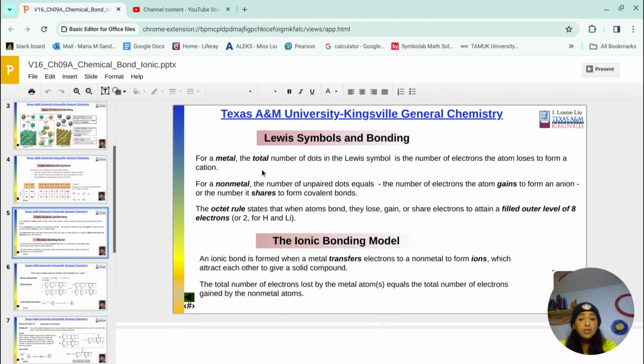The octet rule states that when atoms bond, they lose, gain, or share electrons to attain a filled outer level of 8 electrons, or 2 for H and Li. The ionic bonding model: an ionic bond is formed when a metal transfers electrons to a nonmetal to form ions, which attract each other to give a solid compound. The total number of electrons lost by the metal atoms equals the number of electrons gained by the nonmetal atoms.